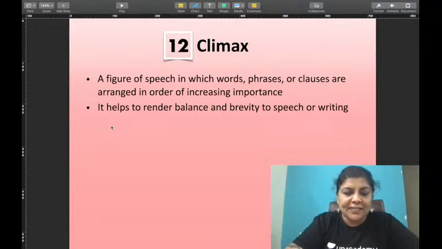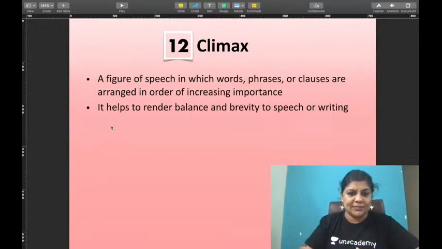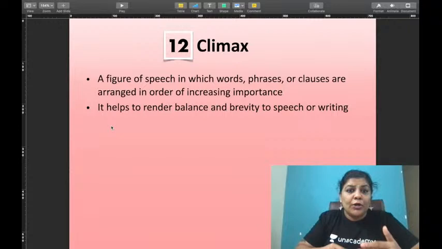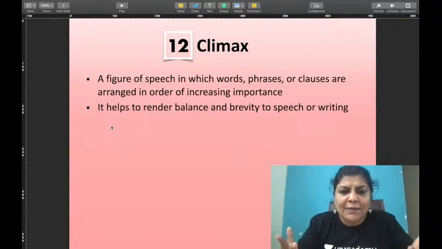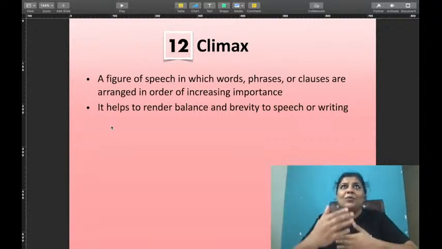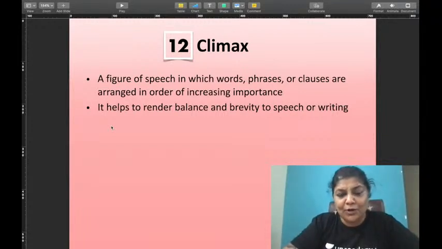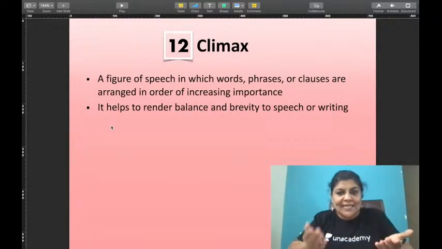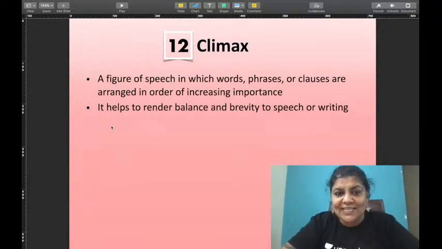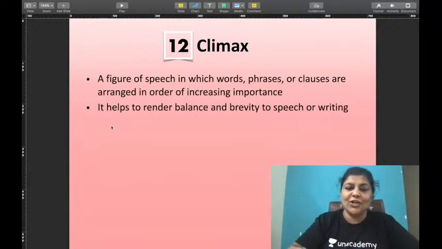Climax is a figure of speech in which words, phrases or clauses are arranged in the order of increasing importance. Least important, more important, more important, more important, climax. Did you understand? It helps to render balance and brevity to speech or writing.